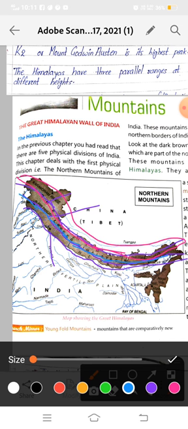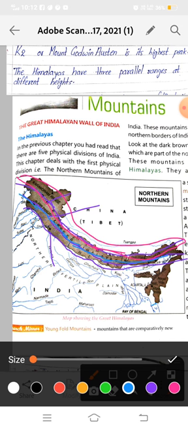In the Middle Himalayas we have many hill stations like Shimla, which is located in Himachal Pradesh, the northmost state of India, the first north state of India. And Mussoorie, which is located in Uttarakhand, and Nainital is also located in Uttarakhand. Darjeeling is in the east side of India.